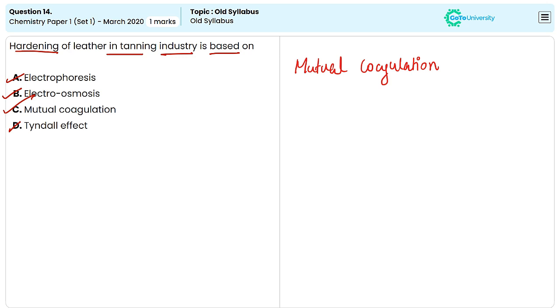or aggregation. This mutual coagulation causes the collagen fibers to bind tightly together, resulting in the hardening and stabilization of the leather. This process makes the leather more durable, less prone to decomposition, and more resistant to water and microbial attack. So the correct answer is option C.